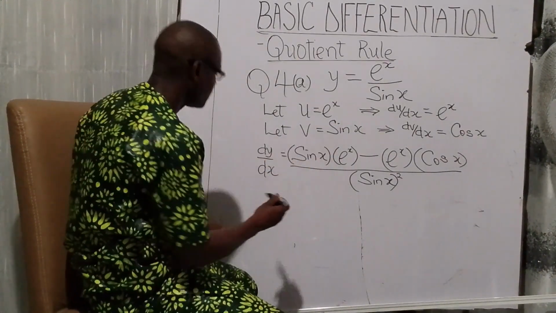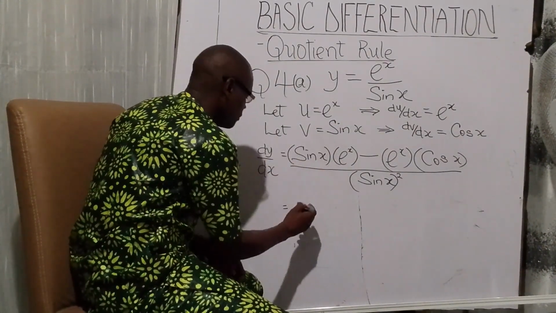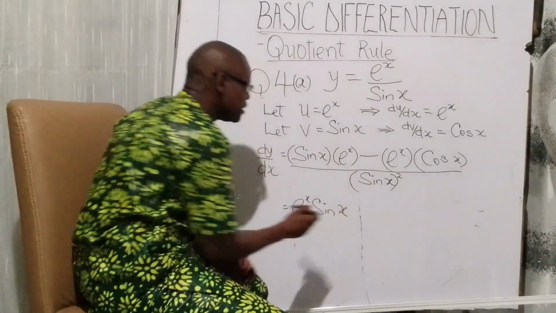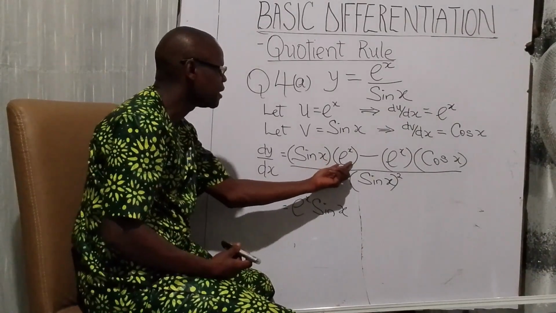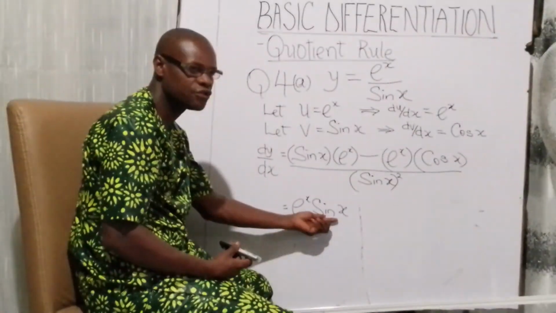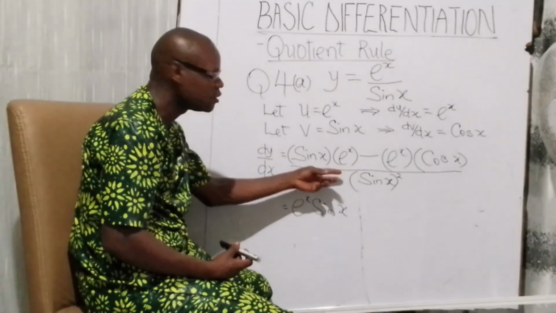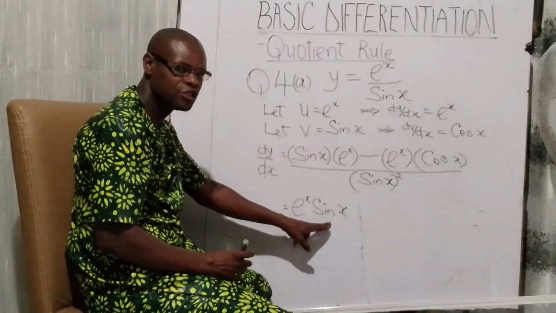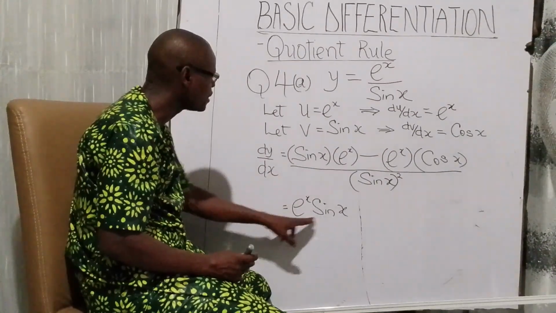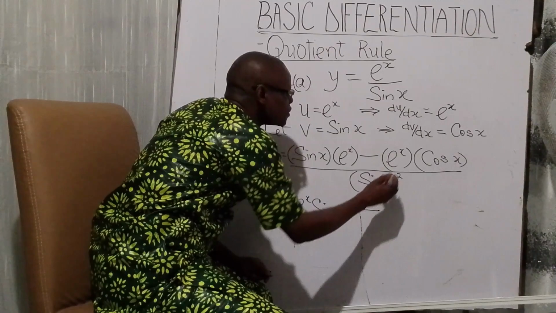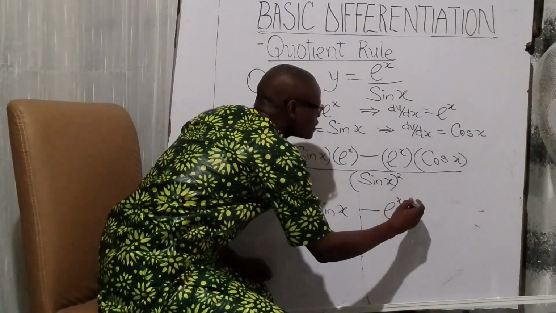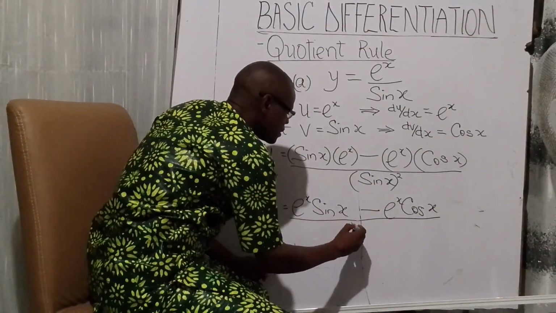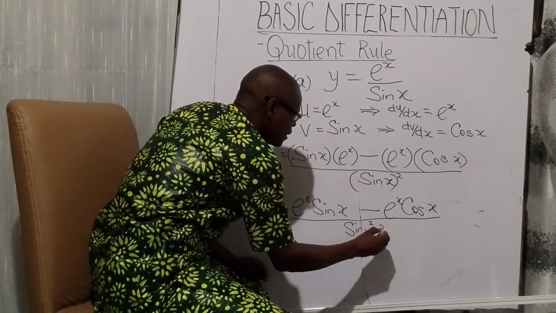Now let's remove the brackets. Here we have e raised to power x sine x. It is usually more decent to write the exponential function before the trig function. If it is a polynomial as well, it is always more decent to write the polynomial expression before the trig expression. So we have e raised to power x sine x minus e raised to power x cos x, everything divided by sine squared x.